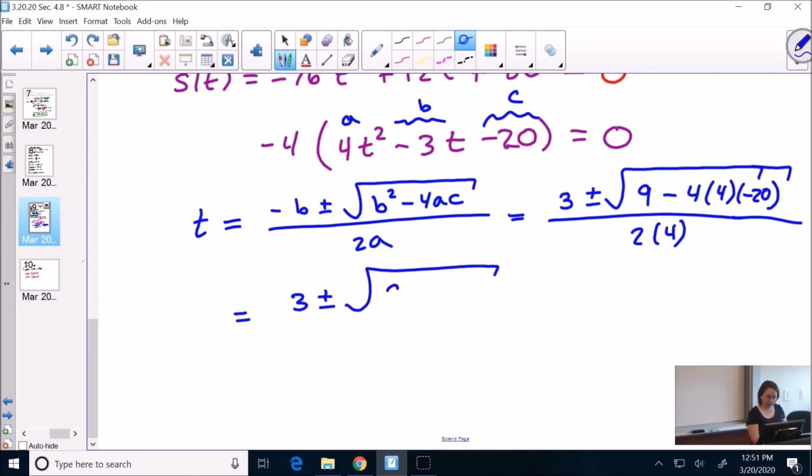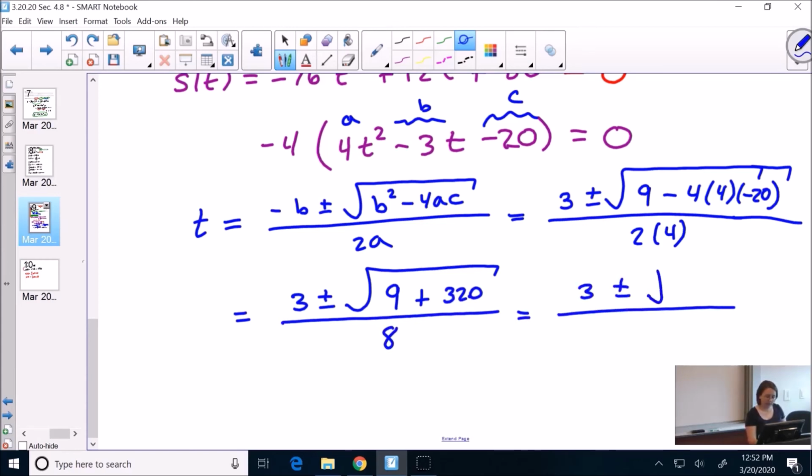So inside the square root, we get 9, and then those three numbers become positive. 4 times 4 is 16. 16 times 20 is 320. All over 8. 3 plus or minus the square root of 329, all over 8. And we grab our calculator because I don't know the square root of 329. So this is 3 plus or minus 18.14, if I round, all divided by 8.